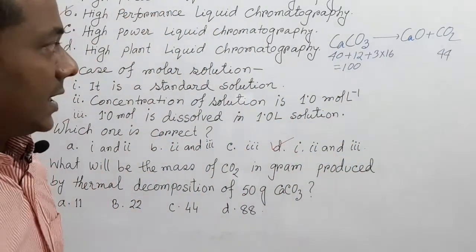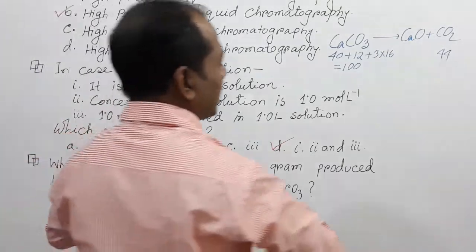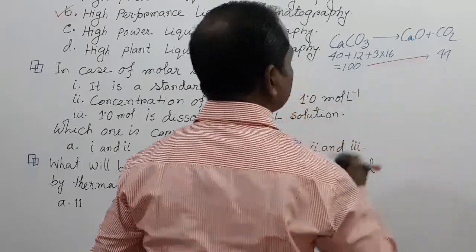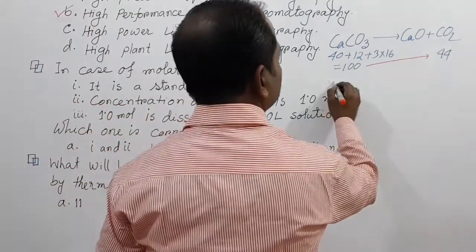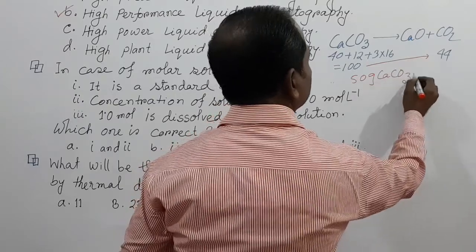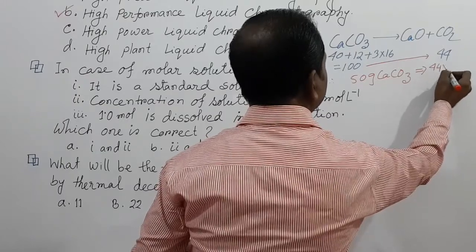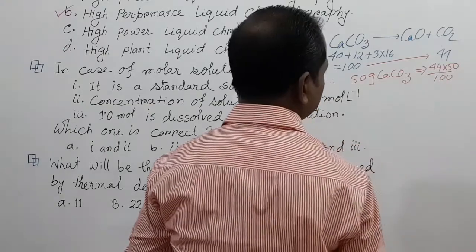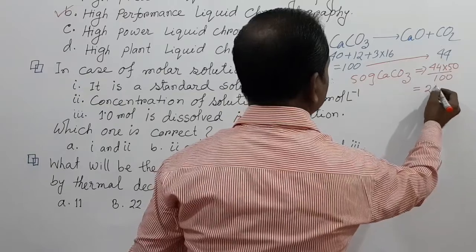So, from 100 gram calcium carbonate, we get 44 gram carbon dioxide. So, from 50 gram calcium carbonate, we get 44 into 50 divided by 100, and the answer is 22.